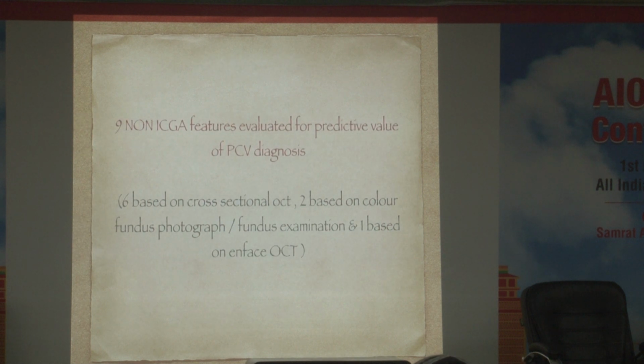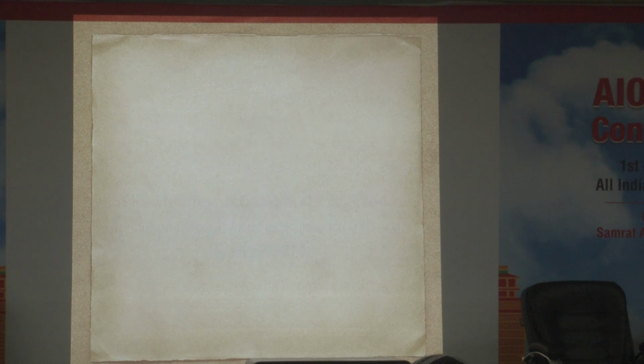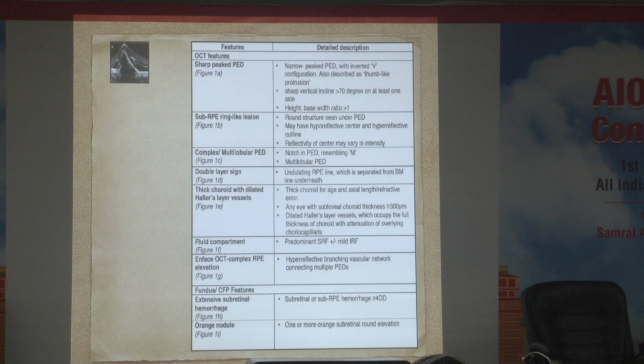Coming to the 9 non-ICGA features evaluated for predictive value of PCV diagnosis, 6 are based on cross-sectional OCT, 2 are based on color fundus photograph or fundus evaluation, and 1 is based on en-face OCT. Coming to the OCT features, there is presence of a sharp-peaked PED, which is a narrow-peaked PED with an inverted V configuration, also described as a thumb-like protrusion. There is a sharp vertical incline of more than 70 degrees on at least one side.